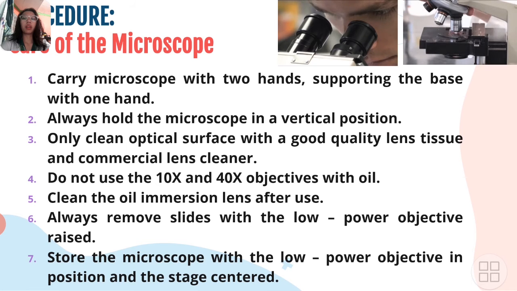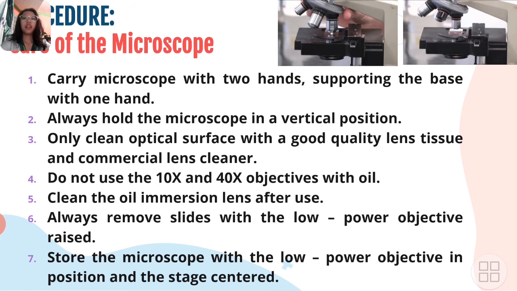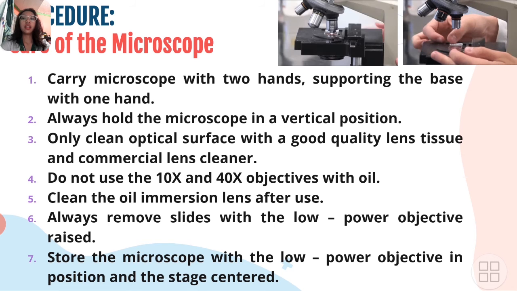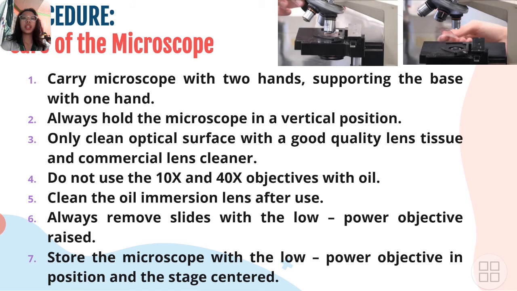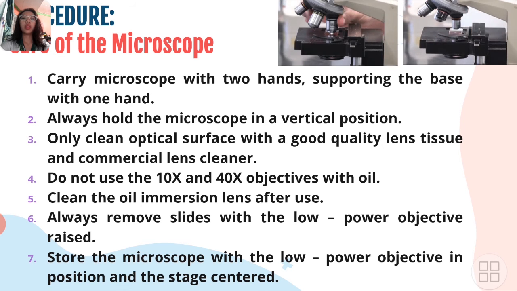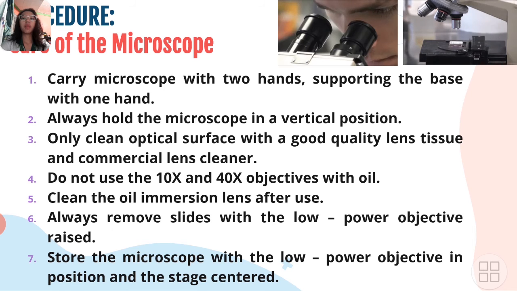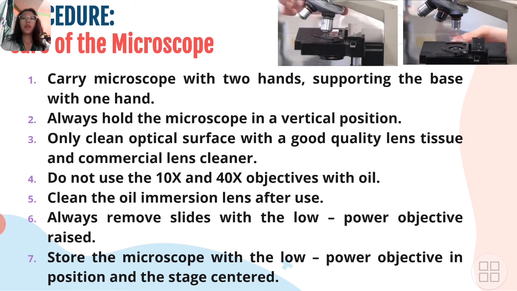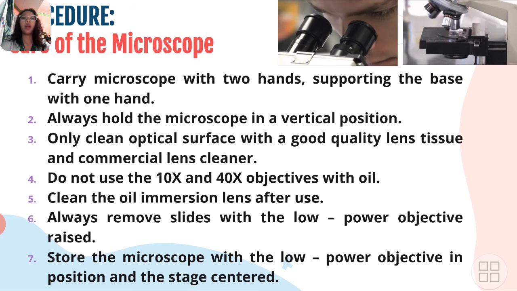Procedure: care of the microscope. First step is to carry the microscope with two hands, supporting the base with one hand. Second, always hold the microscope in a vertical position. Third, only clean optical surfaces with good quality lens tissue and commercial lens cleaner. Fourth, do not use the low power and high power objectives with oil.